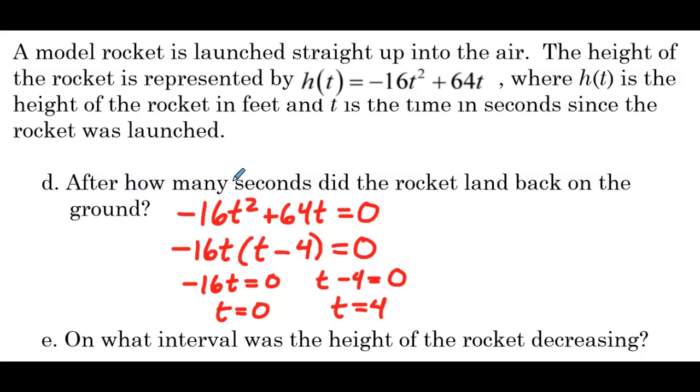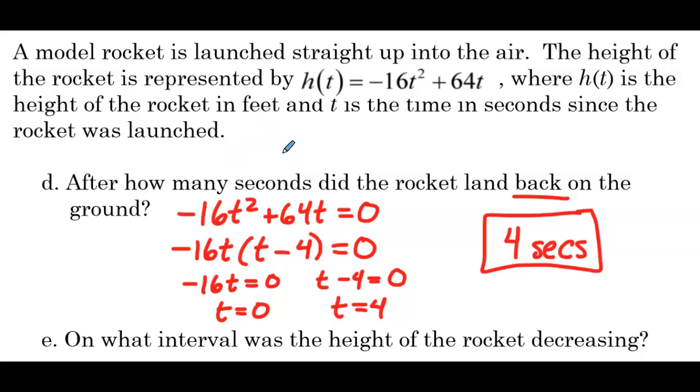Now the key here is after how many seconds did the rocket land back on the ground? So it landed back on the ground after 4 seconds. We found t equals 0 because this rocket also started on the ground. If we were to sketch the path of this rocket, it would start at the ground, it would go up to its maximum point, and then back down at 4 seconds. And that would be that vertex at 2, which we found on the previous slide.